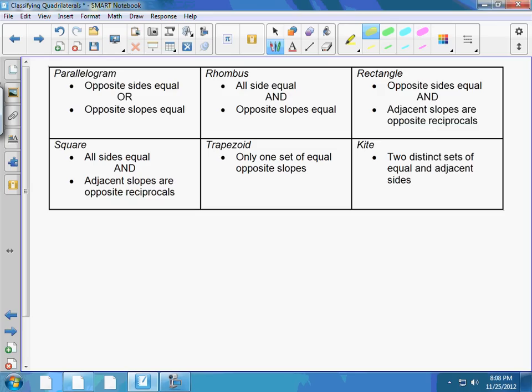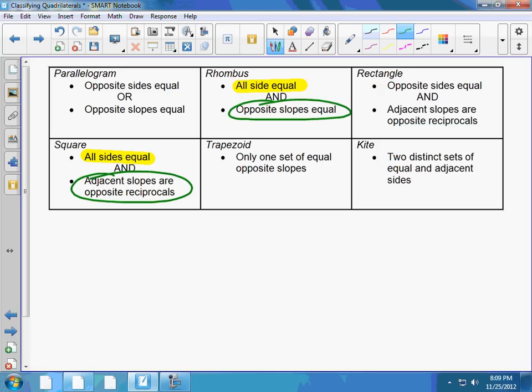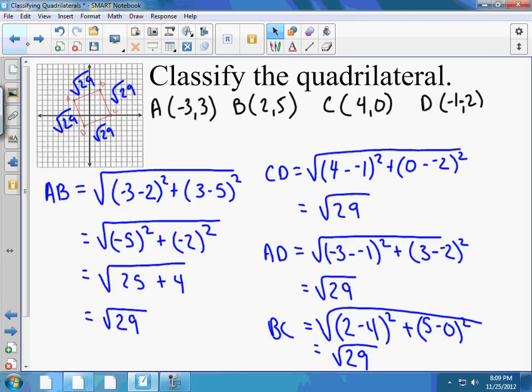Well, that has a lot of possibilities here. We've got rhombus. We've got square. The next thing that we have to figure out, well, that's pretty much what we got so far. So we need to figure out, are the opposite slopes just equal to each other, or are the adjacent slopes opposite reciprocals? Okay. So that takes us back to our problem here, and now we have to figure out the slopes, what are the adjacent slopes.